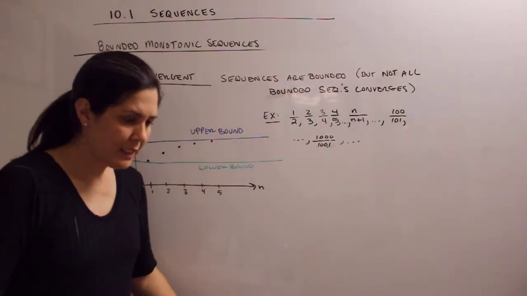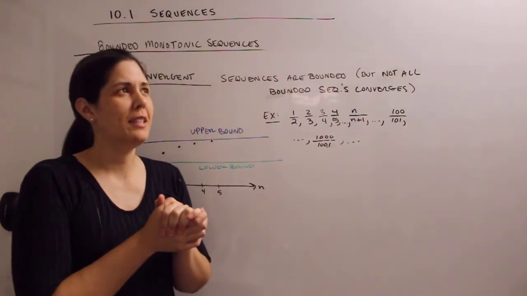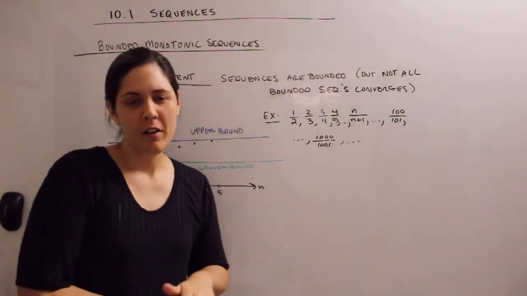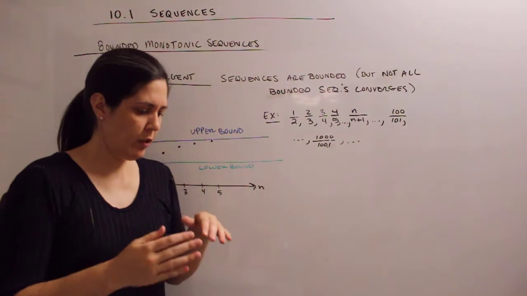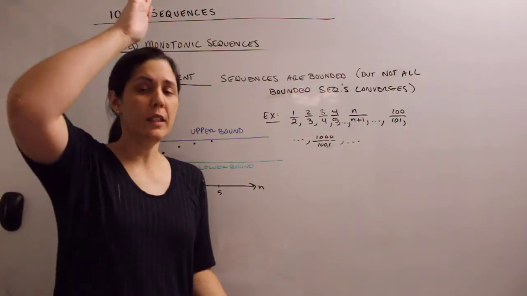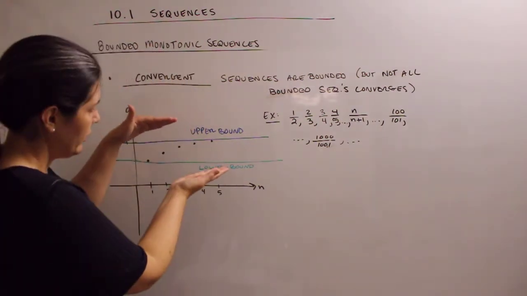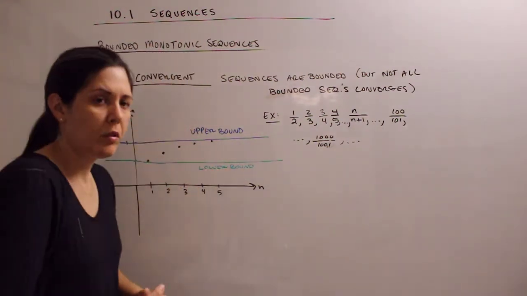So just think of this like a ceiling and a floor for a room that you're in. Officially you shouldn't be able to go through the floor or jump through the ceiling, and so those are the bounds for the room. This is the same thing for our sequence: upper bound, lower bound.